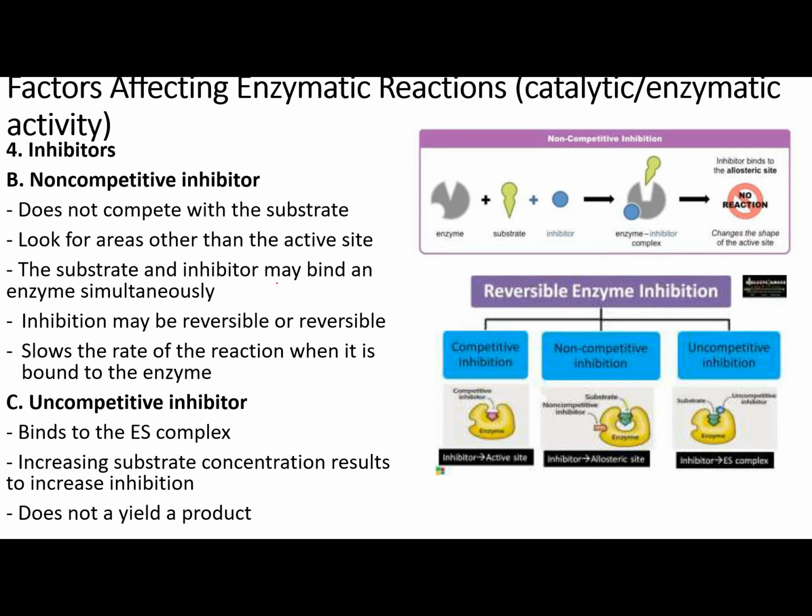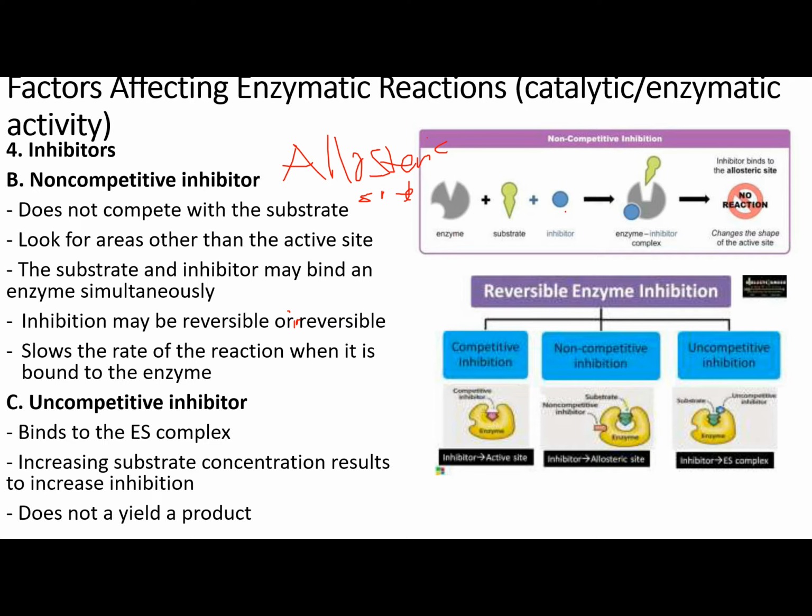The substrate and the inhibitor may bind an enzyme simultaneously. So instead of the active site class, dito sa non-competitive, it could attach to the allosteric site. Now, inhibition may be reversible or irreversible class. So you could reverse this or it could not be reversible. Now, it slows the rate of the reaction when it is bound to the enzyme.